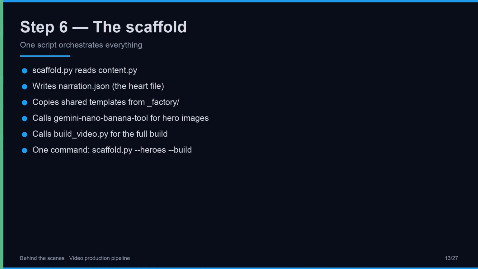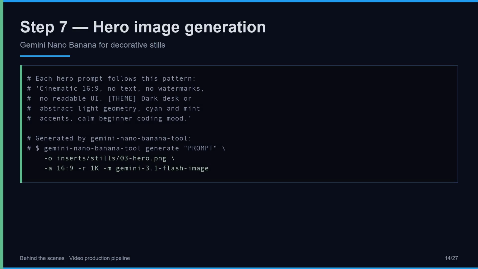Step 6. The scaffold script reads the content file and orchestrates everything. It writes the narration JSON, the heart file that drives the entire build. It copies shared templates from the factory. It calls Gemini Nano Banana tool to generate hero images if the heroes flag is set. And it calls the build script for the full Polly plus FFmpeg build. One command, scaffold.py --heroes --build, does everything from content to finished video. One script, one command.